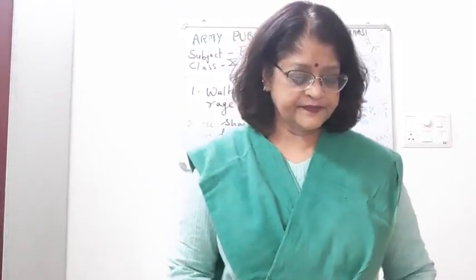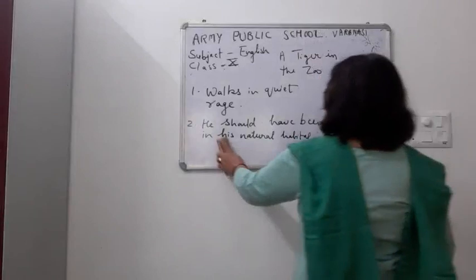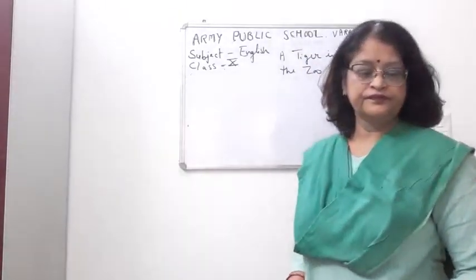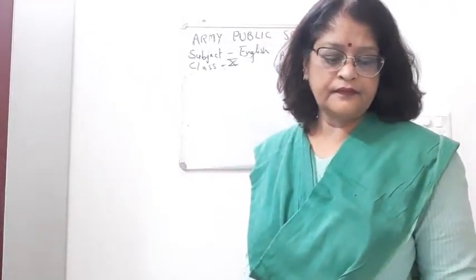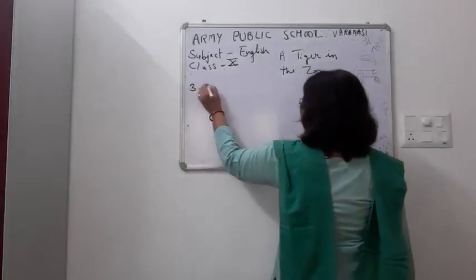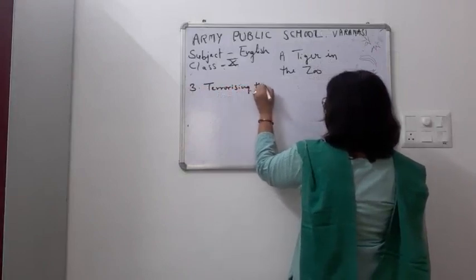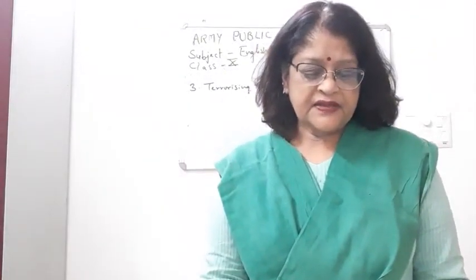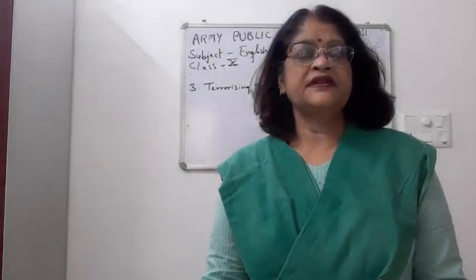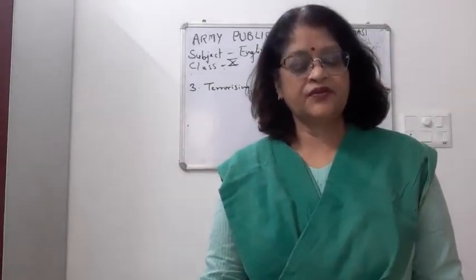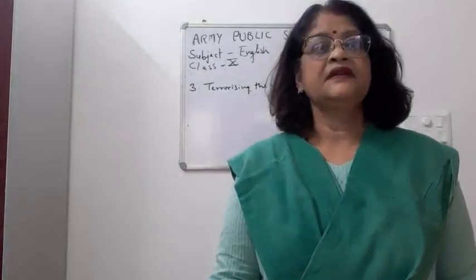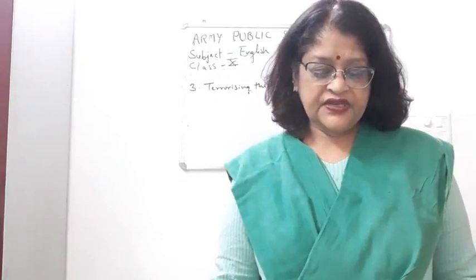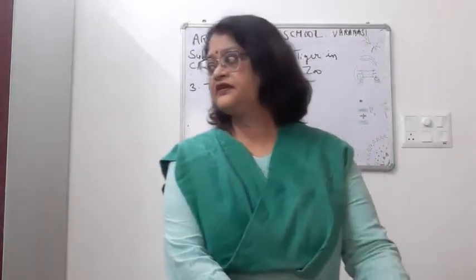Now my third point is terrorizing the village. Had the tiger been in the forest, sometimes he would stray into a human settlement. Children, now he is locked in a cage, so the writer is telling that if he had been in the forest, sometimes he would come quietly near the human settlement, where human beings live. He would be moving around the outskirts of the village. These human settlements are at the jungle edge.